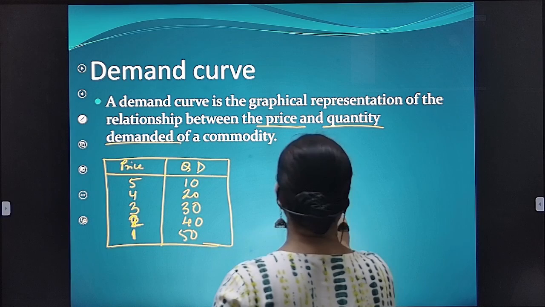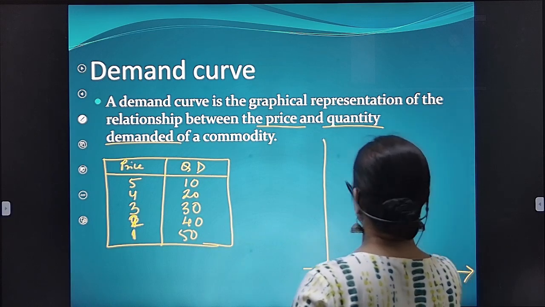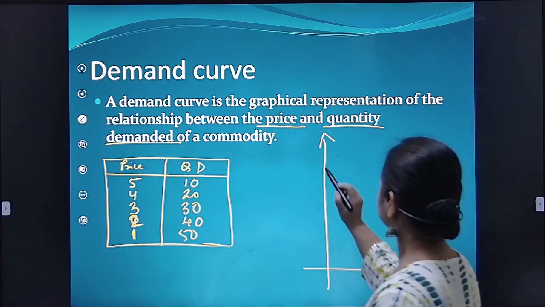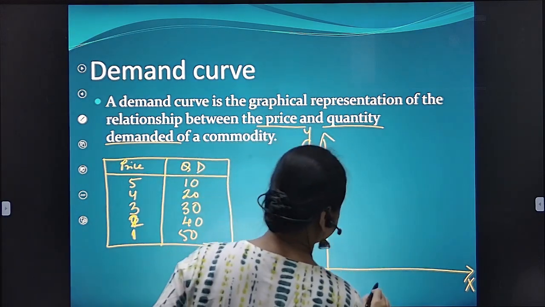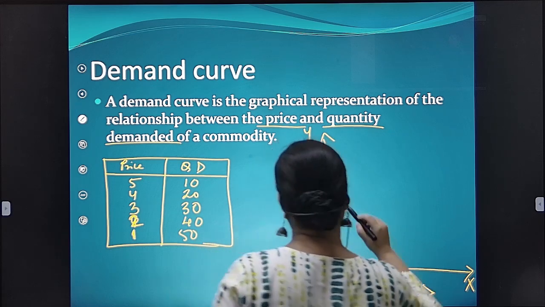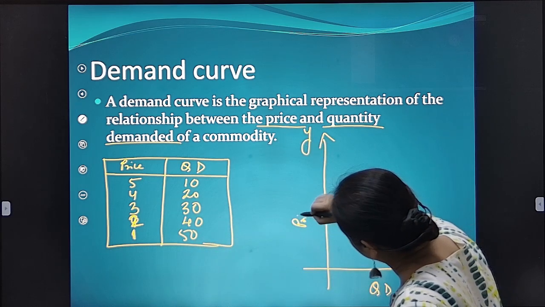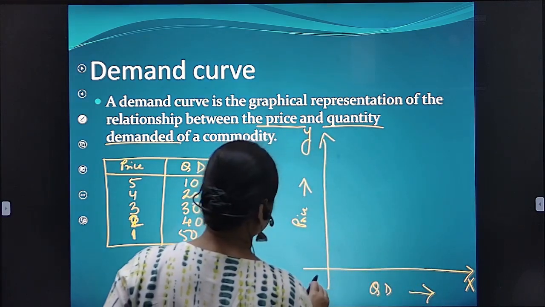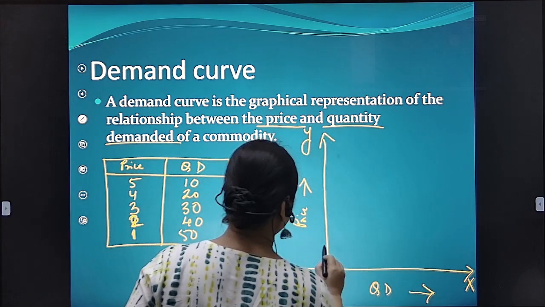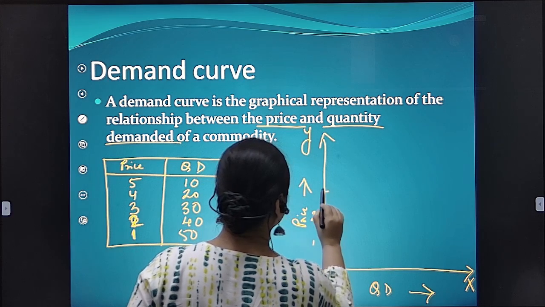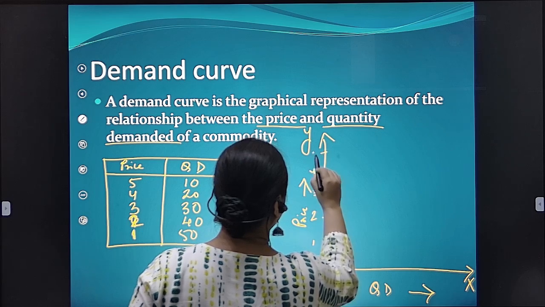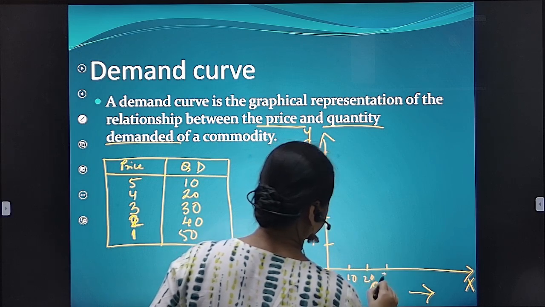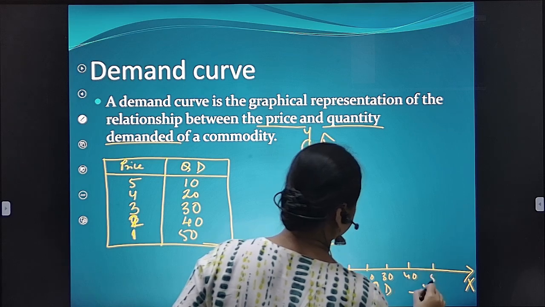Now, when we will represent this in a graph, suppose this is your x-axis, this is your y-axis. In the x-axis, we will see this is your quantity demand, and in the y-axis, this is price of the commodity. Fine? And this is your 0. So price we have 0, 1, 2, 3, 4, and 5, and demand 0, 10, 20, 30, 40, and 50.